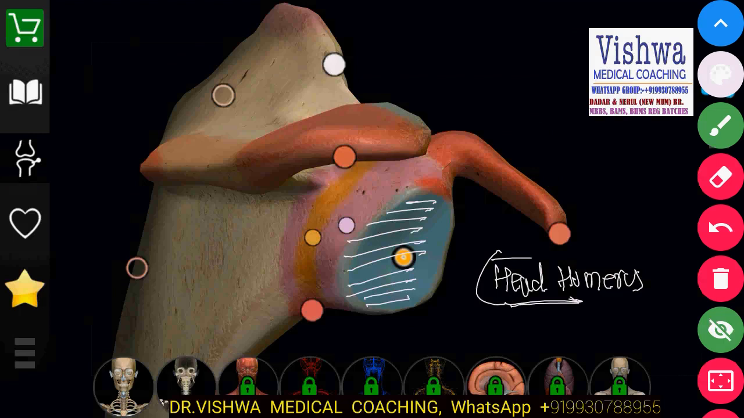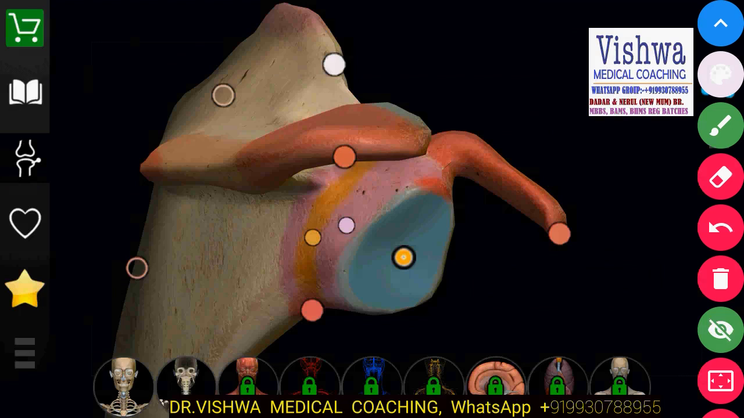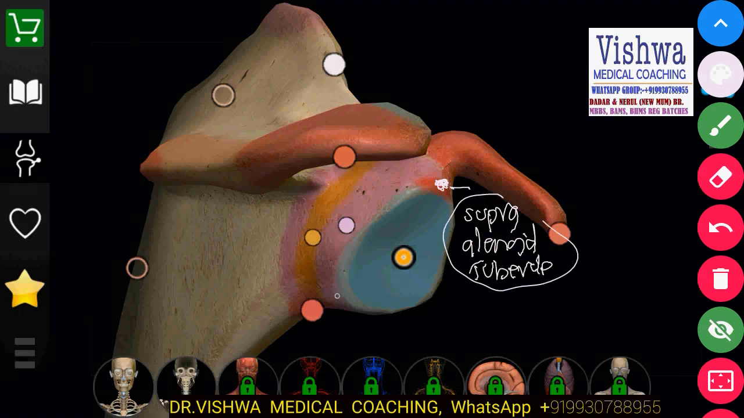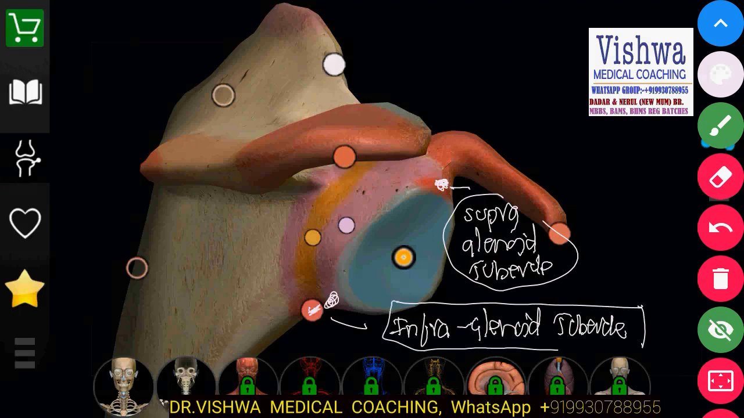It is an acetabulum, it is a labrum, or you can say articular disc, to prevent the friction. Above the glenoid cavity, here we have a tubercle called the supraglenoid tubercle, and low down here we have a tubercle. This one is called infra, what is infra? Means neeche, infraglenoid tubercle. Supraglenoid as well as infraglenoid tubercle.